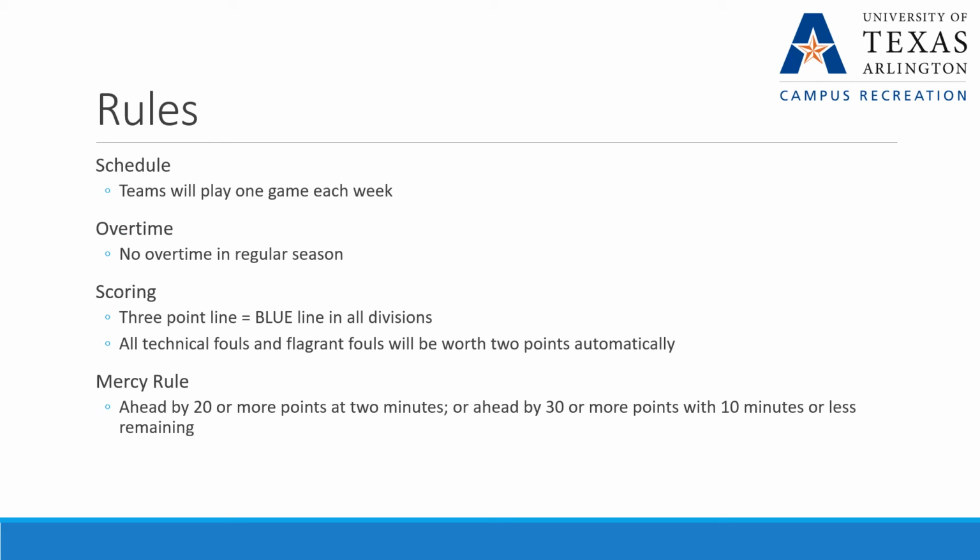As previously discussed, teams will play 1 game each week, and there is no overtime in the regular season. One thing that UTA Intramural Sports has is a blue line on the MAC floors, and these will be the 3-point line in all of the divisions. All technical fouls and flagrant fouls will automatically be worth 2 points. The mercy rule is that if a team is ahead by 20 or more points at 2 minutes, or ahead by 30 or more points with 10 minutes or less remaining, that team will be the winner.